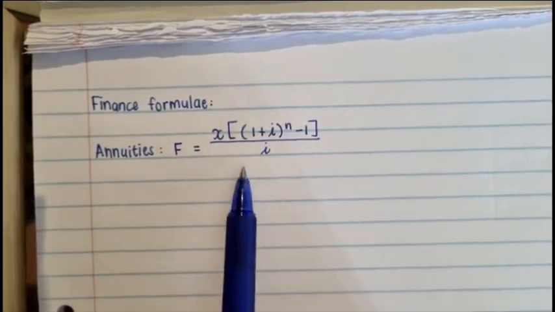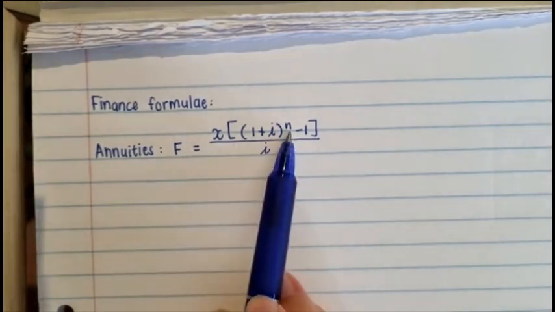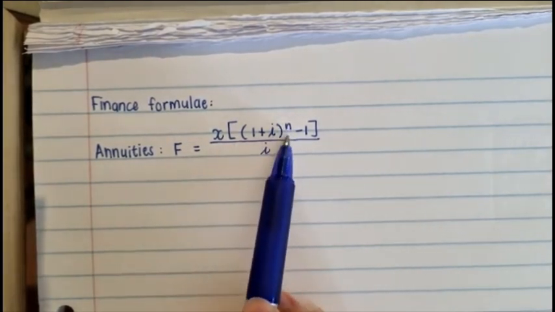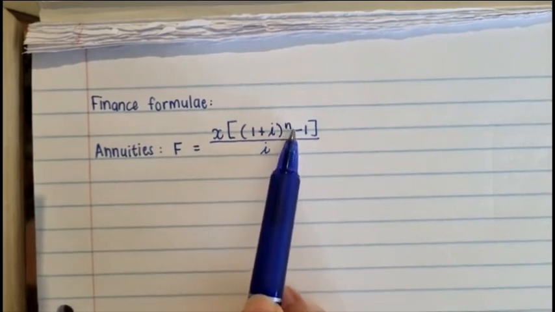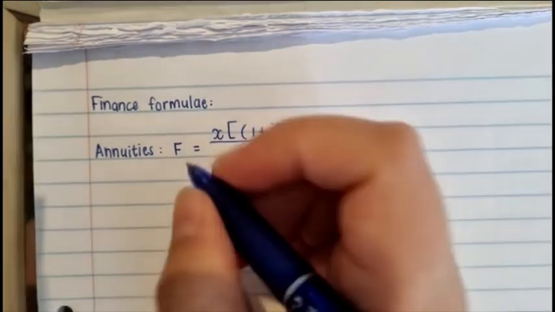Then in your formula, i appears twice. That is the interest rate. We're going to talk about how to write your interest rate in the easiest way. And then n is the number of payments, not necessarily the number of years. n is the number of payments. So that's also important that we work with that.